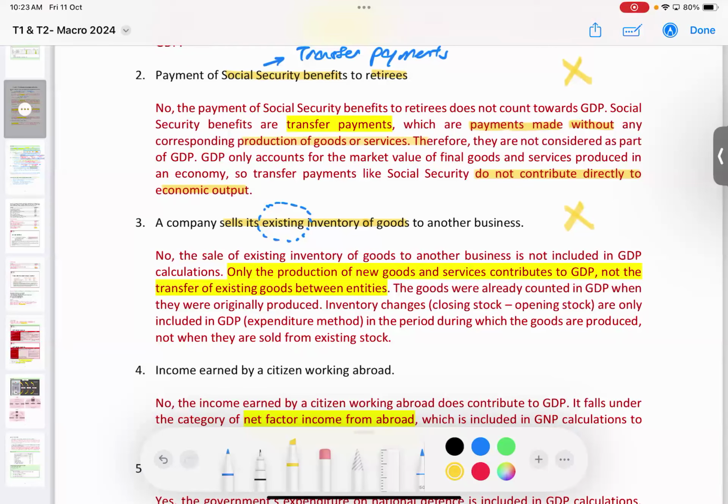Remember, only the production of new goods and services counts. If I say new inventory, then yes, it's included. But this one is existing inventory, so it's not included. Only new inventory contributes to GDP, then only we include it in the GDP, not the transfer of existing goods between companies. Remember, these goods were already counted in GDP when they were originally produced. So this one is only selling off, so it's not included.